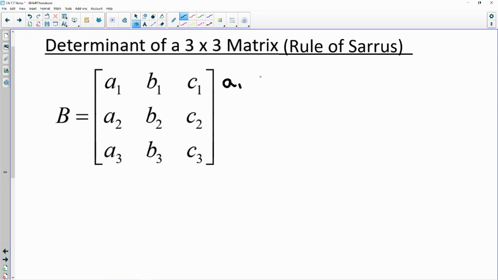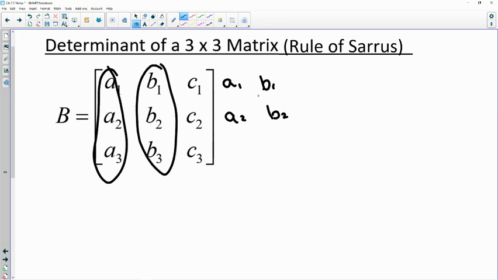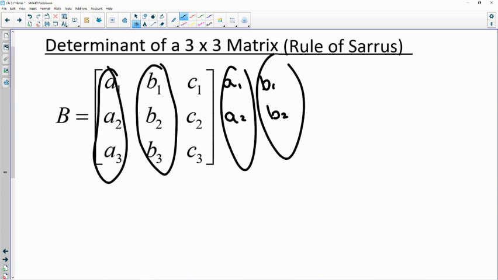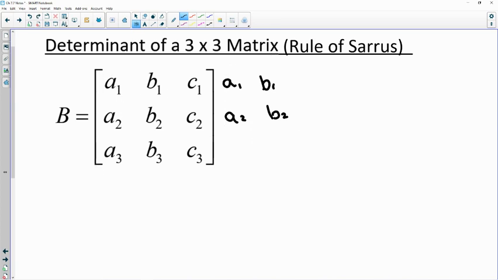And the next number is B1 again, and we're only going to use two. So A2, B2, C2, and then we go A2 again and B2. So really, guys, all we're doing is just copying down these two columns and putting them right here. If you just want to memorize that, that's all we're doing. So A3 and B3. Any questions so far? So we're just copying down the first two columns.